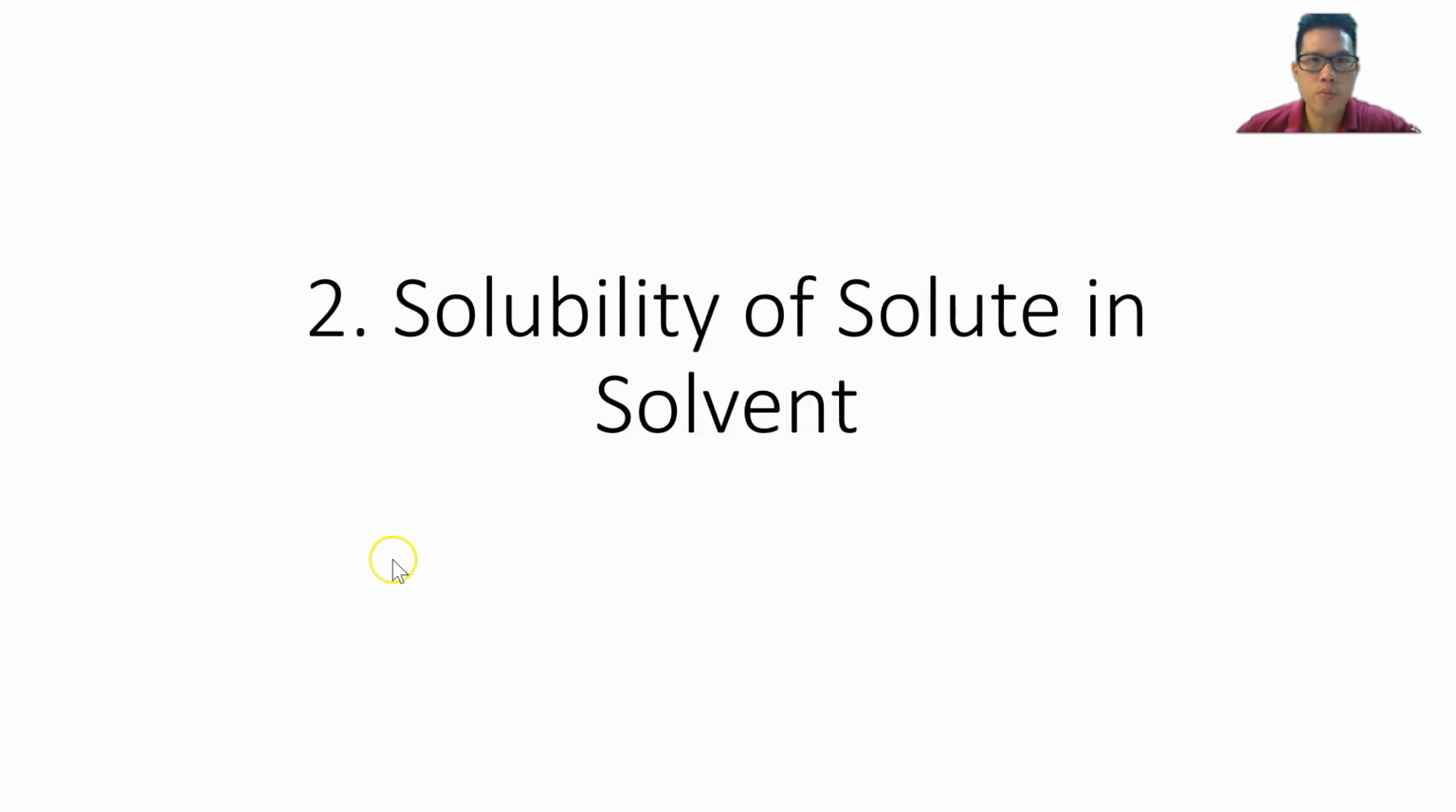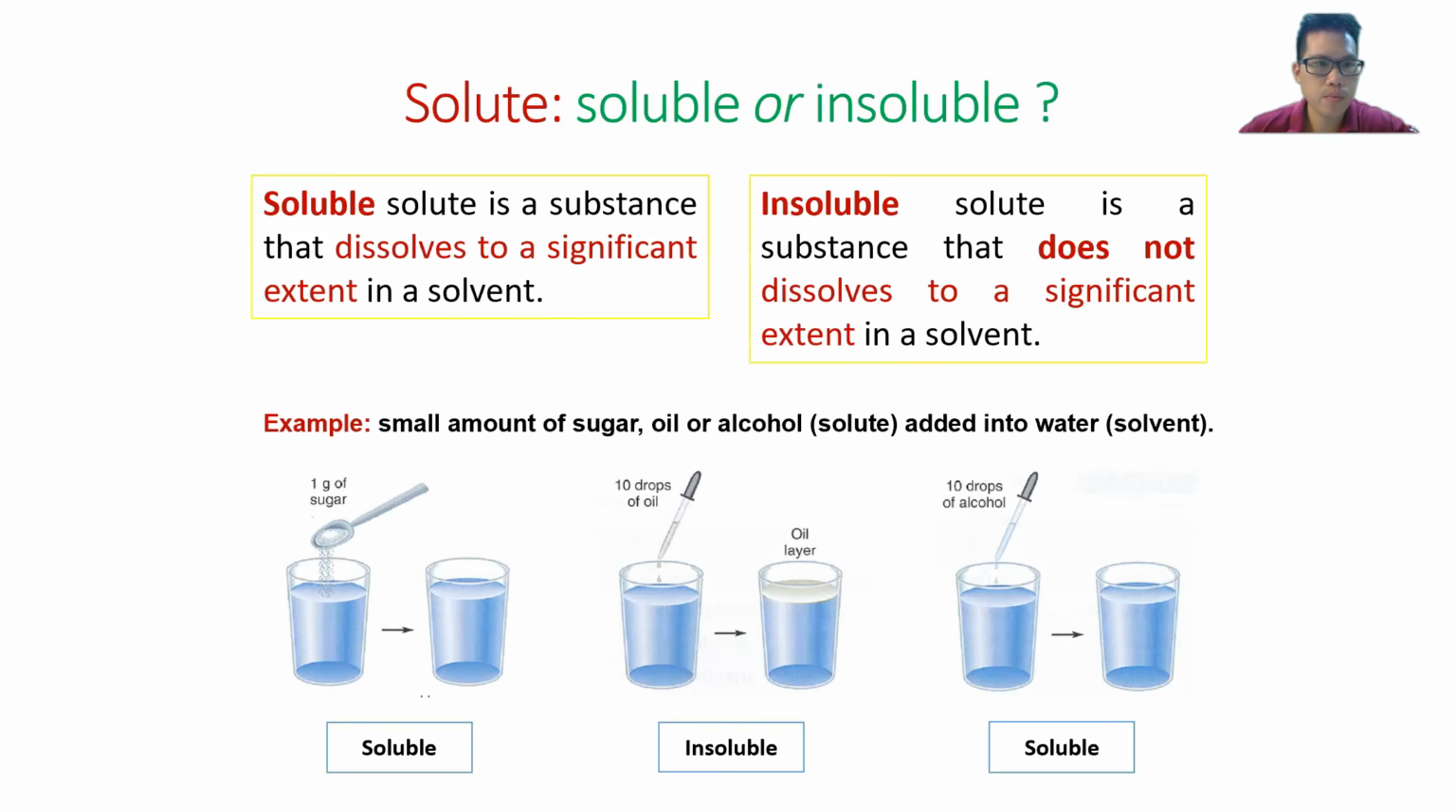The second part is looking at the solubility of solute in solvent. What is solubility? Soluble or insoluble? Soluble means a solute is a substance that dissolves to a significant extent in a solvent. Note the line here, which means it needs to dissolve to a significant extent, with quite a high percentage being dissolved.